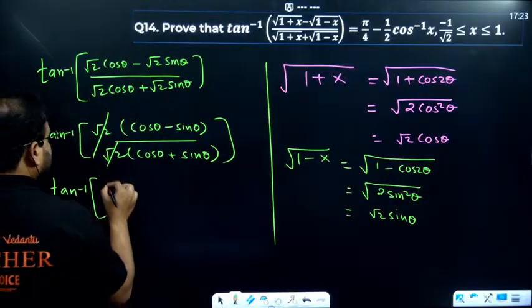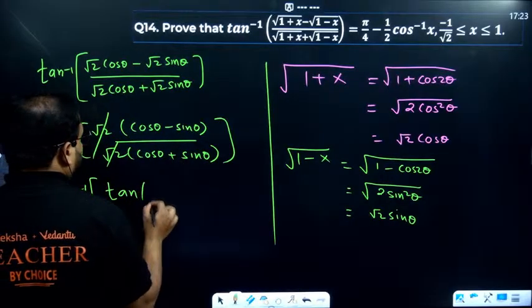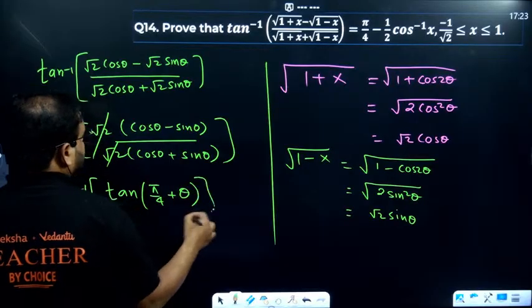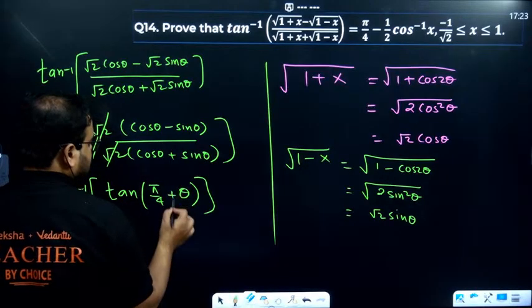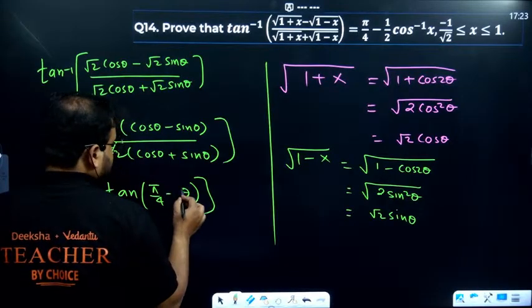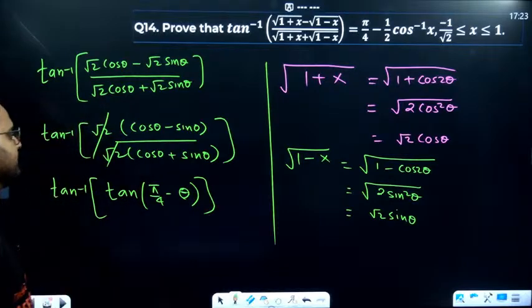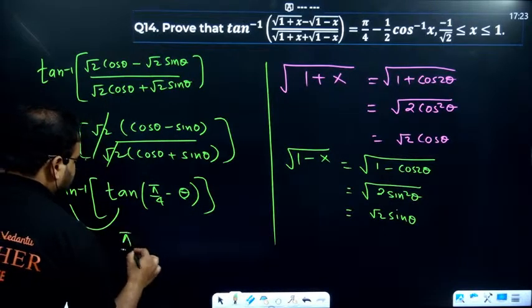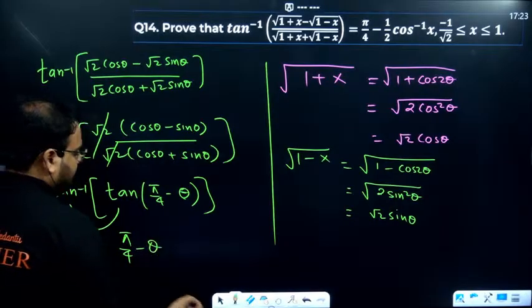I told you to remember this as tan of pi by 4 plus theta. So not plus, in this case minus theta. Now check this out. Apply this, and you'll have the result as simply pi by 4 minus theta.